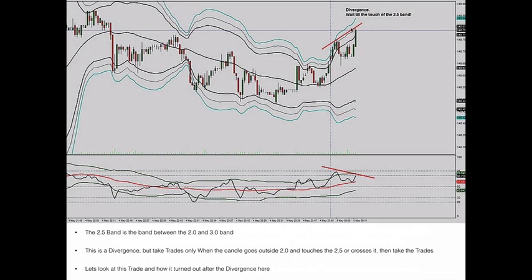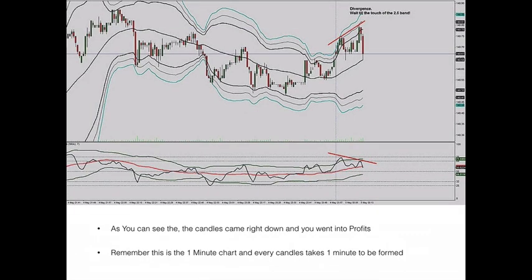So let's say here you open one trade and it goes way above that, it touches 3.0. You can stack positions. You can take 3, 4, or maybe 1 or maybe 2 or maybe 5 positions, stack a little bit of positions, take some more positions, and then it goes down and you are in profit. So let's look at this trade and how it turned out after the divergence here. Okay, bang, right into profits.